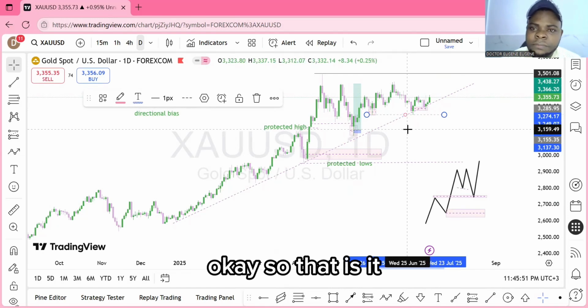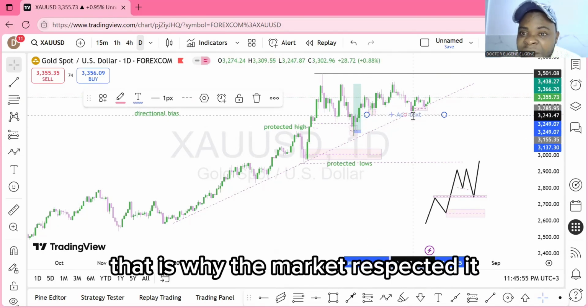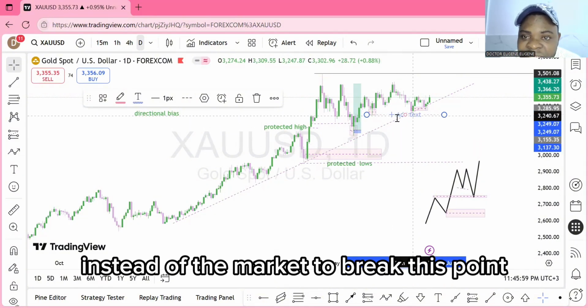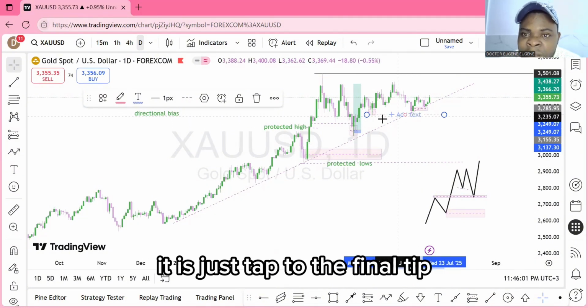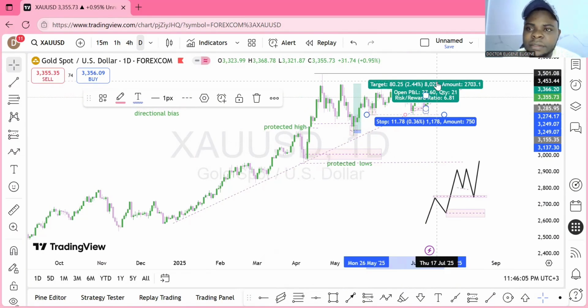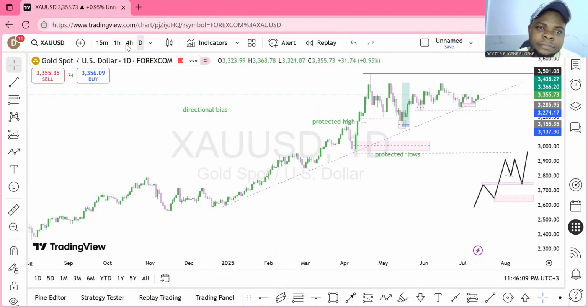Okay, so that is it. Here is internal break of structure. That is why the market respected it. Instead of the market breaking this point, it just tapped to the final tip, the same as this, and then pulled back. Okay, so now let's go to the 4 hour time frame.